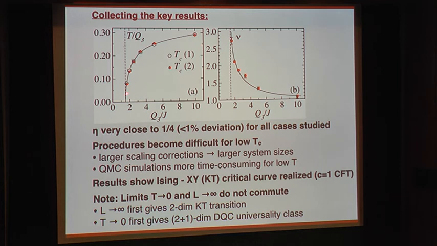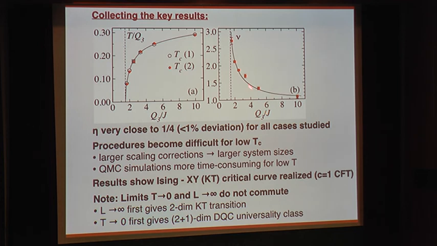As TC goes down, the nu exponent actually becomes very large. You see it becomes almost 3 here, which is consistent with this Kosterlitz-Thouless scenario when TC goes to 0, which is also consistent with this deconfined criticality scenario that I will discuss more on Friday, where we have emergent U(1) symmetry.